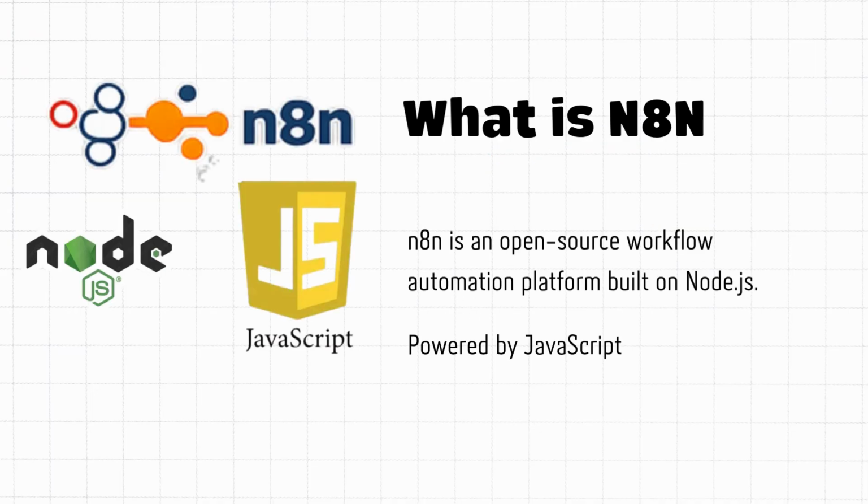Before we talk about the exploit, let's quickly understand what N8N actually is. N8N is an open source workflow automation platform built on Node.js. It allows users to build complex workflows by connecting different services together using a visual, node-based interface similar to tools like Zapier or Make, but self-hosted and far more flexible.